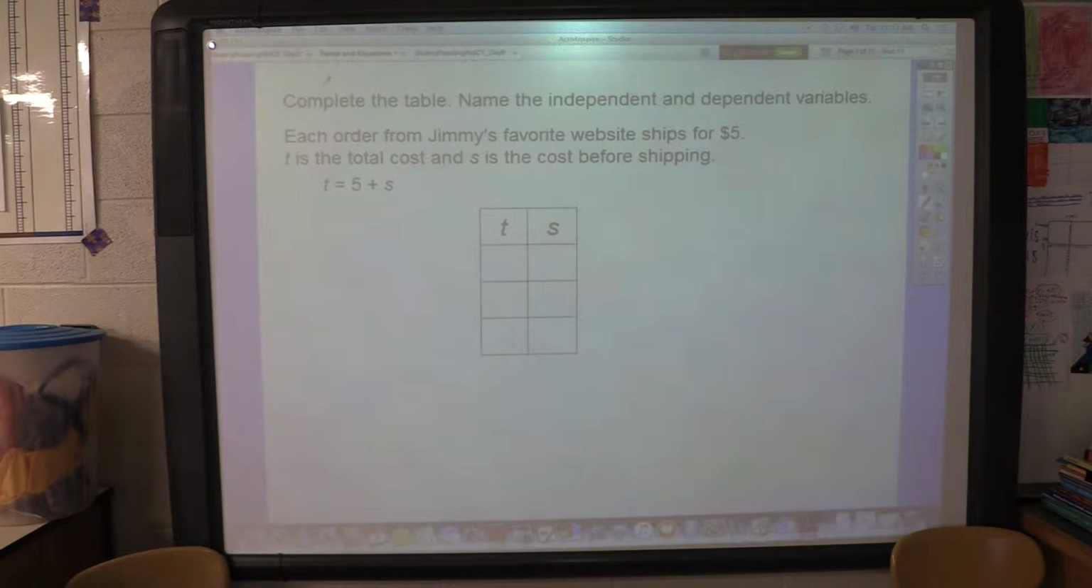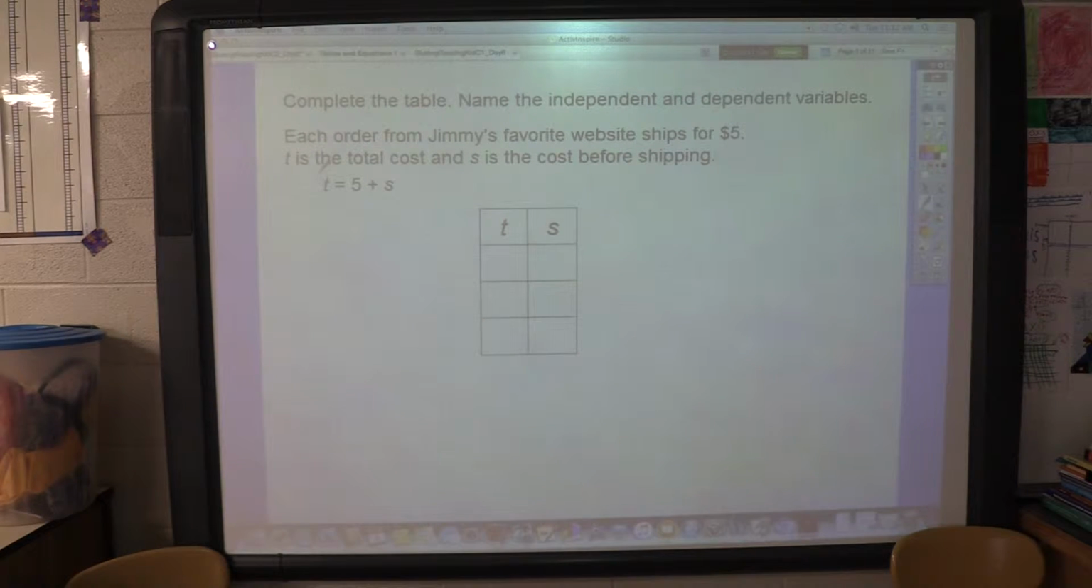All right, our directions tell us to complete the table. We have to name the independent and dependent variables. And I think what I'm going to do now is go ahead and look at this situation. And it says each order from Jimmy's favorite website ships for $5. T is the total cost and S is the cost before shipping.